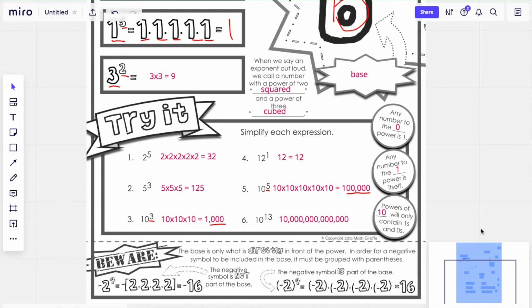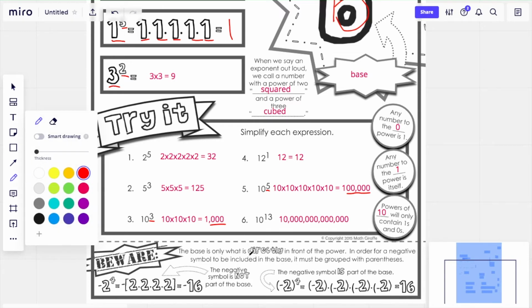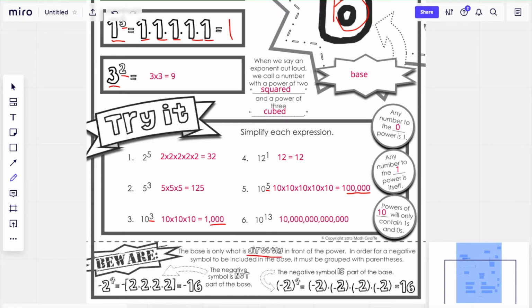So there's one other thing that I want you to be aware of. Now this isn't something that we're necessarily using right now, since we're not using exponents with negative integers, but I do want you to be aware of it for when it happens. The base number is only what is directly in front of that power, or the exponent. So if you have a negative number, that negative symbol will not be included in the base if it doesn't have parentheses around it. So negative 2 to the power of 4 will be 2 times itself 4 times with the negative symbol in the front, meaning that our answer would always be negative.